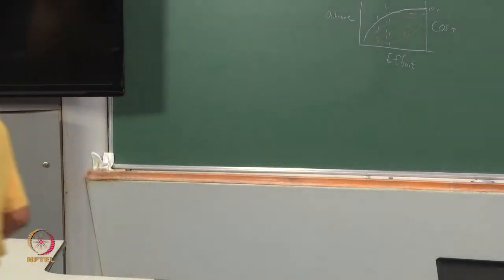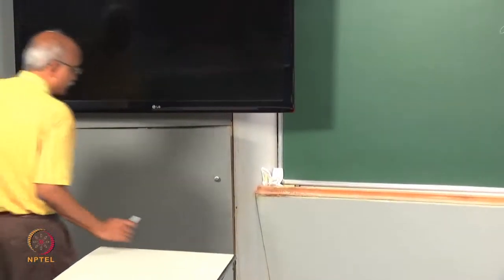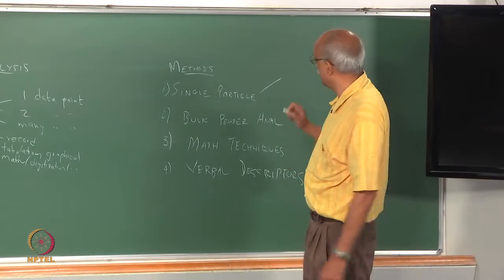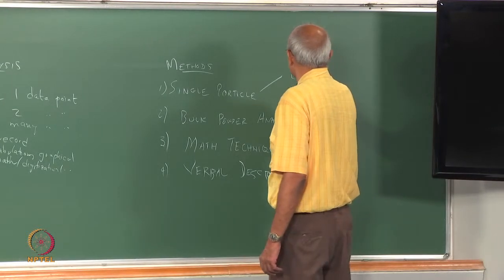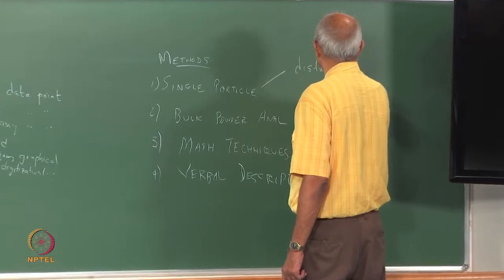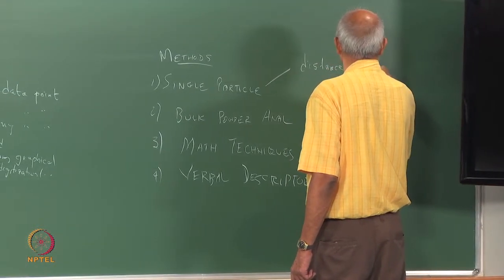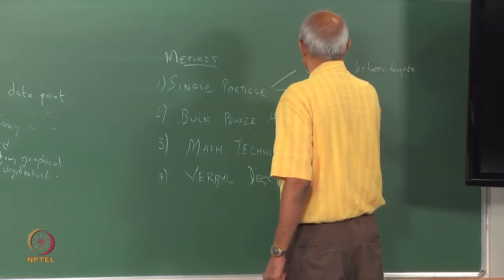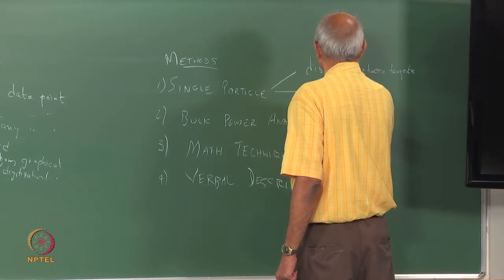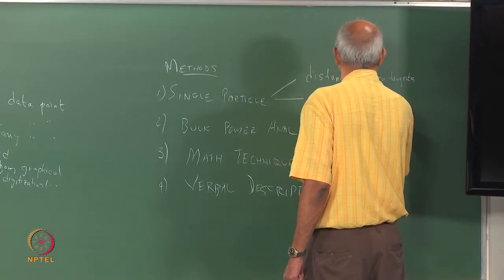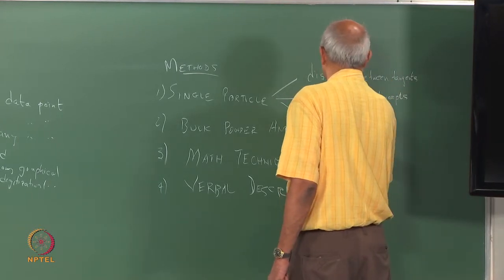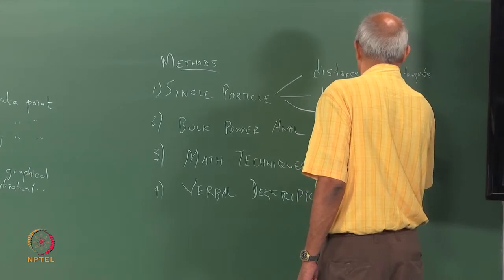For example, when we talk about single particle characterization, there are 3 major types of single particle characterization. One is based on distance between tangents, that second is based on lengths of intercepts, third is based on shape comparators.